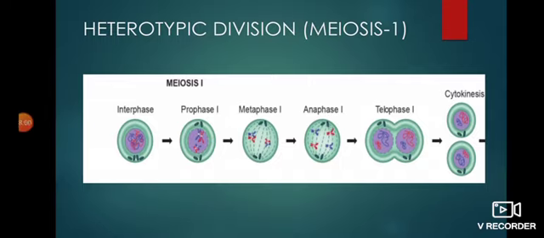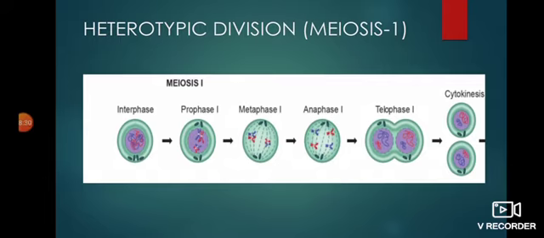Then during metaphase 1, the chromosomes are arranged at the equatorial plane. During the anaphase 1, they are moved to opposite poles. Without the division of centromere, the entire chromosome will be moved to opposite poles. During telophase, you can see two daughter nuclei are formed. During cytokinesis 1, two daughter cells are formed with the haploid number of chromosomes.